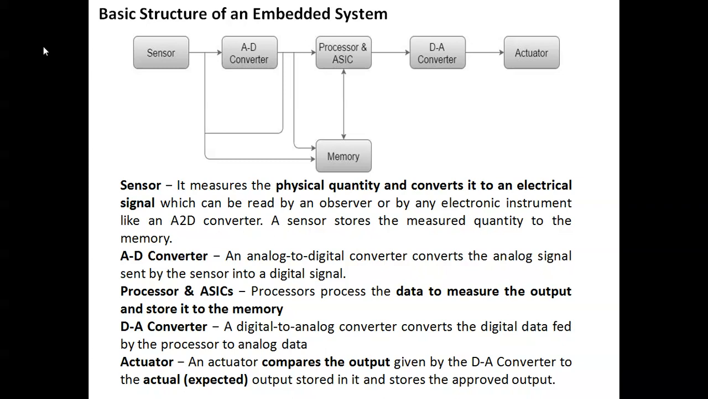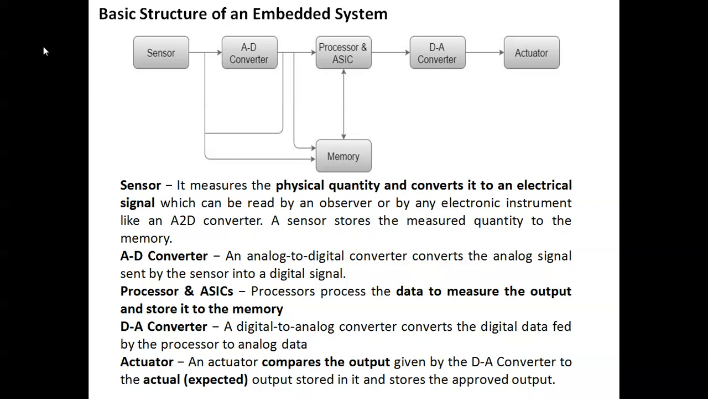Basic structure of an embedded system. It has a sensor, analog to digital converter, processor, ASIC (application specific integrated circuit), memory, D by A converter, and actuators.